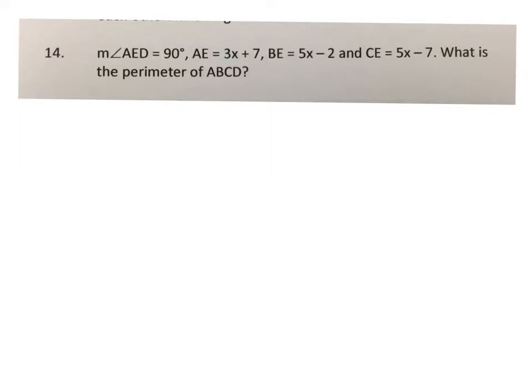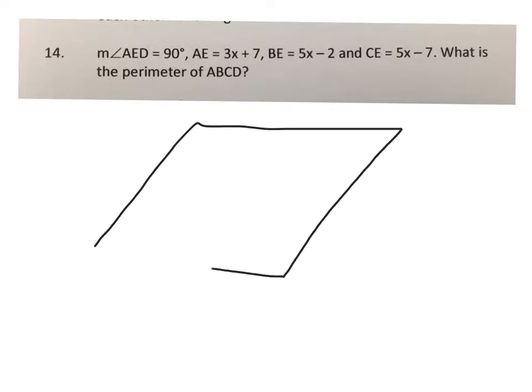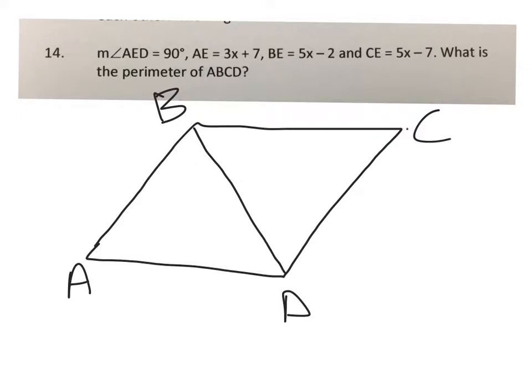So on number 14, what you're not told is that we have a four-sided figure ABCD and that the diagonals meet at point E. So that was done in a previous problem. So we have a four-sided figure known as ABCD where the diagonals meet at point E.